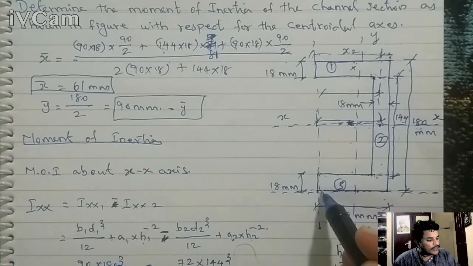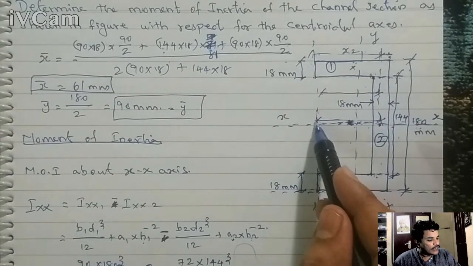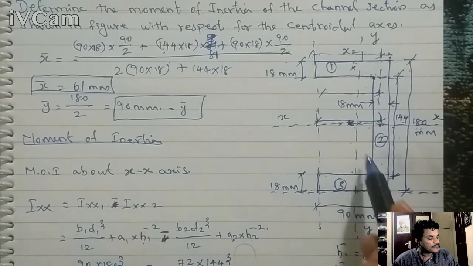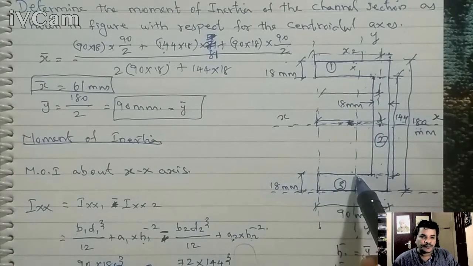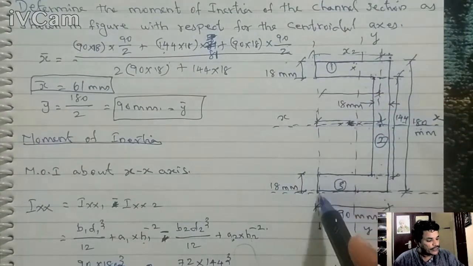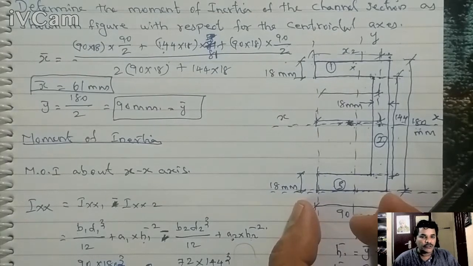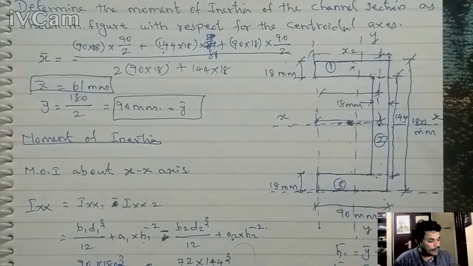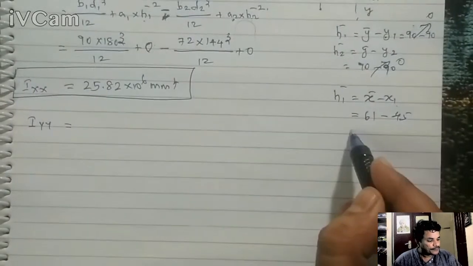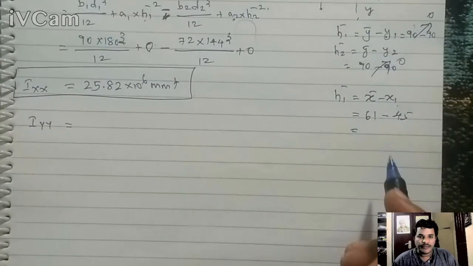So the outer box dimension is 90 mm by 180 mm. I am going to calculate the x value. That is x1. x1 is 90 minus 90 by 2, because I am considering this as a rectangular box. Rectangular box means half of the width is the x1. So 90 by 2 is 45 mm. So H1 bar is 61 minus 45.